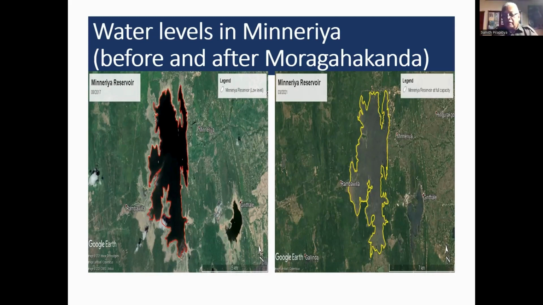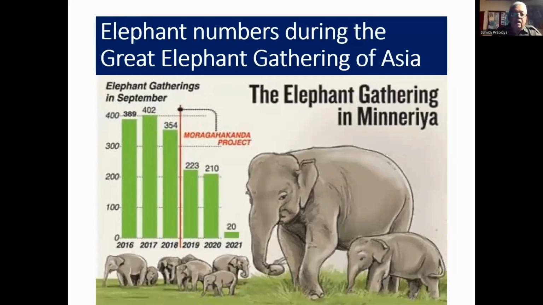After the Moragahakanda project, you see the situation in the satellite image on the right-hand side, where there are no grasslands showing because the water is filling the entire reservoir. So that has resulted in a drastic reduction in the elephants coming for the elephant gathering. In 2016, 17, and 18, prior to the Moragahakanda project, in the month of September, there were between 350 to 425 elephants coming into Minneriya area, as this data shows.